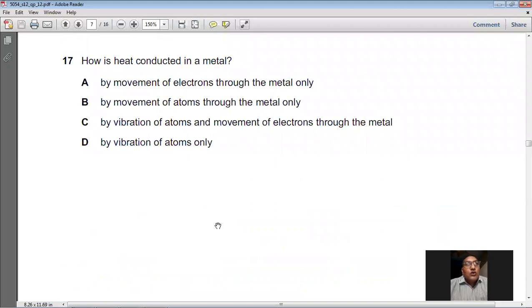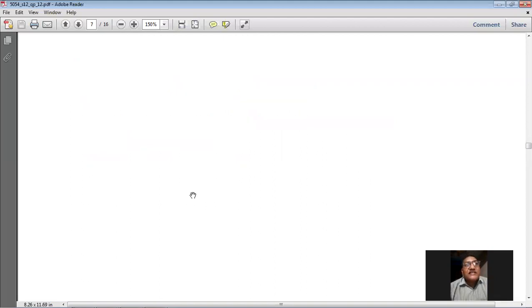How is heat conducted in a metal? In a metal, the heat is transferred through the vibration of the atoms and by the movement of the free electrons through the matter. So C is the choice. Question number 17, C is the right choice.